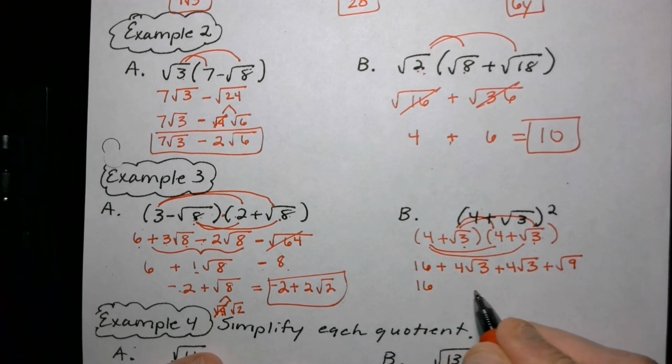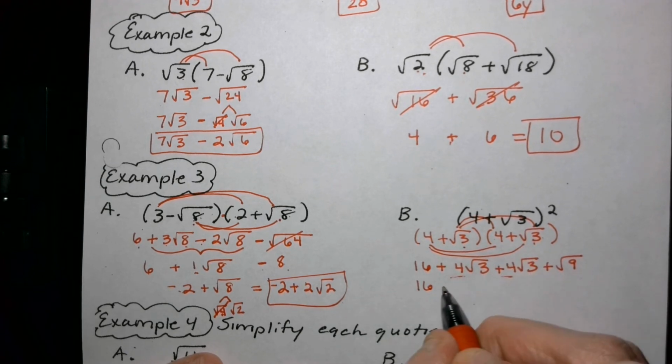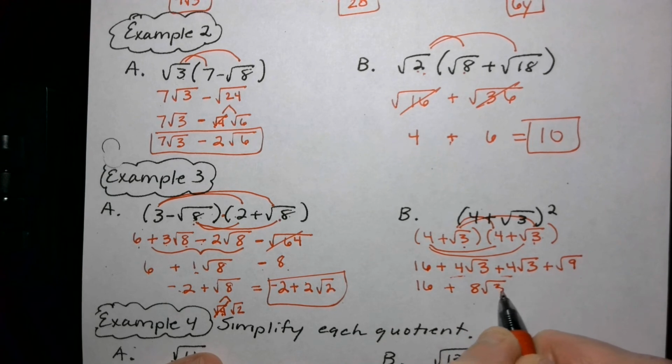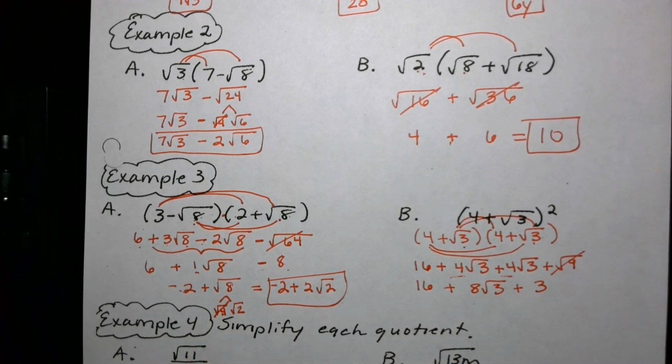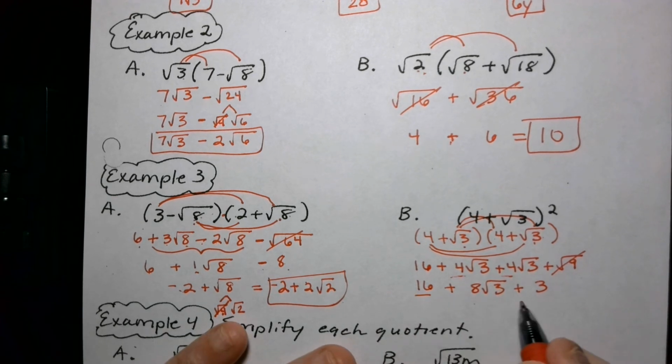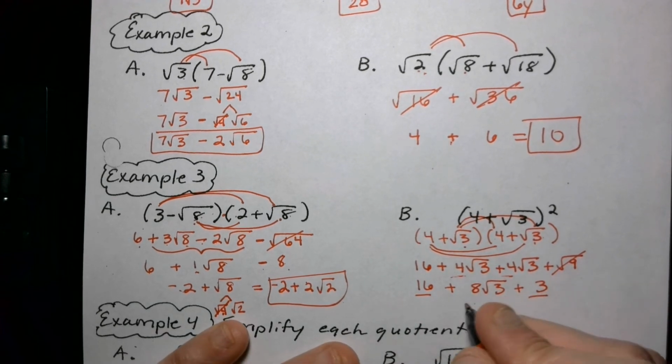Now we look for like terms. Nice. We got 2 square root of 3, so I can add these numbers in the front. So I have plus 8 square root of 3. And nice, square root of 9 is 3. So that reduces. Again, we've got these. 16 plus 3 is 19.